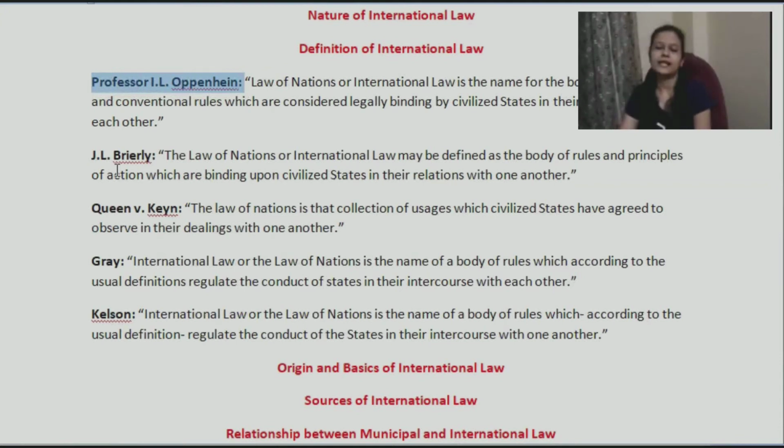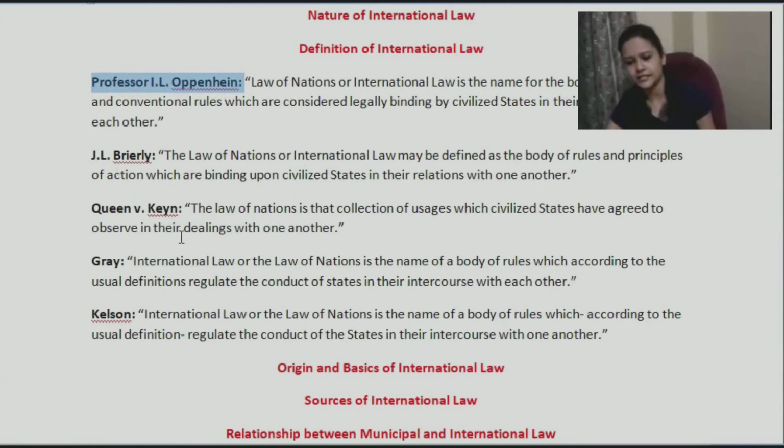Now, the second one is given by J.L. Brierly. Law of nations or international law may be defined as the body of rules and principles of action which are binding upon civilized states in their relation with one another. This again is somewhat similar to the previous definition. What kind of relations will be maintained by one country with the other, like in terms of maybe asylum, in terms of sending diplomats, consuls and other stuff, right? What sort of relations we will maintain with the other country, that is nothing but international law.